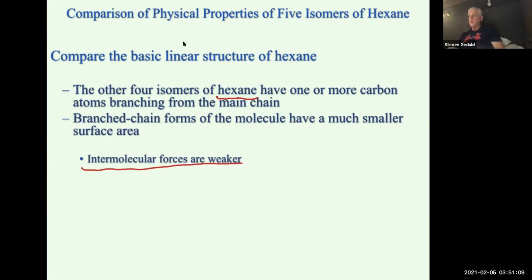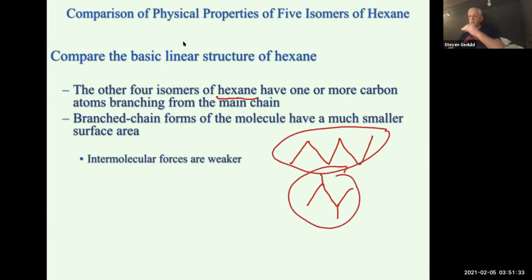Okay, so if you have a carbon chain, so 1, 2, 3, 4, 5, 6, and we start branching them. Let's compare this 1, 2, 3, 4, 5. There's 6 carbons. 1, 2, 3, 4, and let's put some branches on it over here. Okay, if you look at those, they're the same number of carbon atoms. Okay, but this has a smaller surface area, so there's less forces between them. Okay, so the intermolecular forces are weaker as they branch because you don't have those long chains that can tend to stick together.